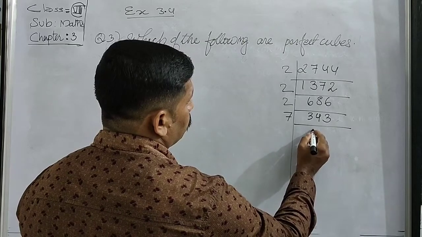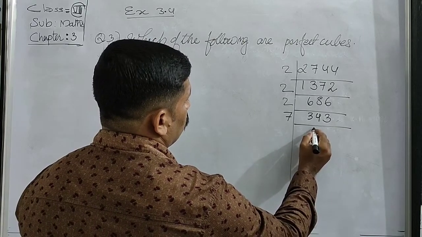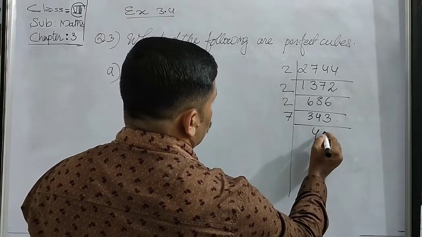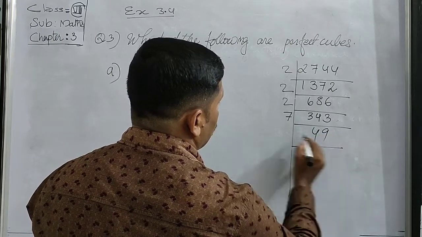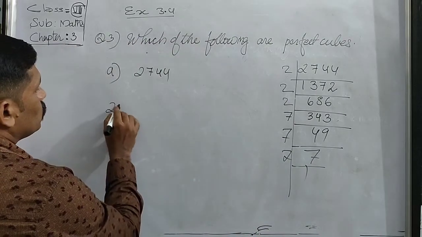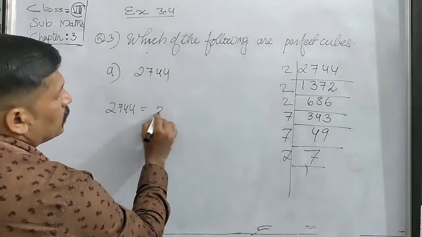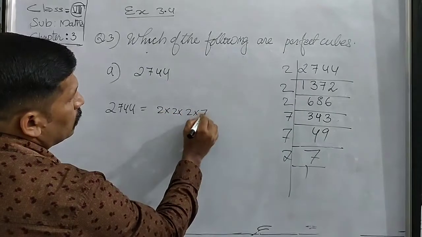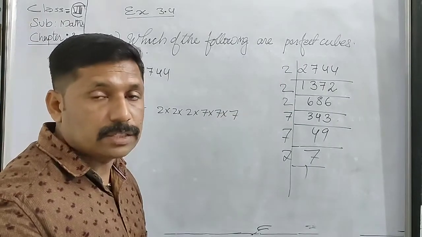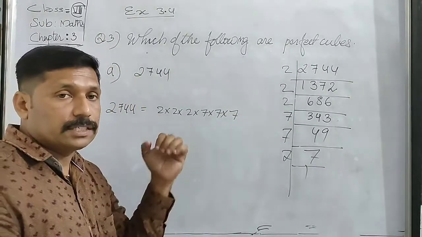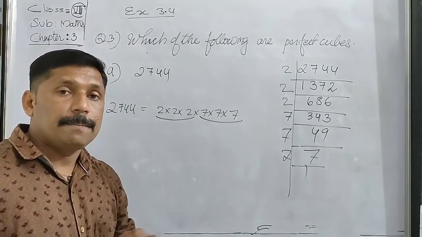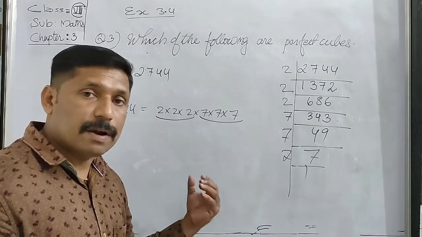So here you can see 7 4s are 28, then 63, 7 9s are 63, 49. Then again by 7, 7 and 7. Then we got it. We write all the factors: 2 into 2 into 2 into 7 into 7 into 7. Afterwards, we group 3 factors together. In squares we group 2 factors, but here we group 3 same factors in one group. And here we can perfectly group all the factors, therefore it is a perfect cube.